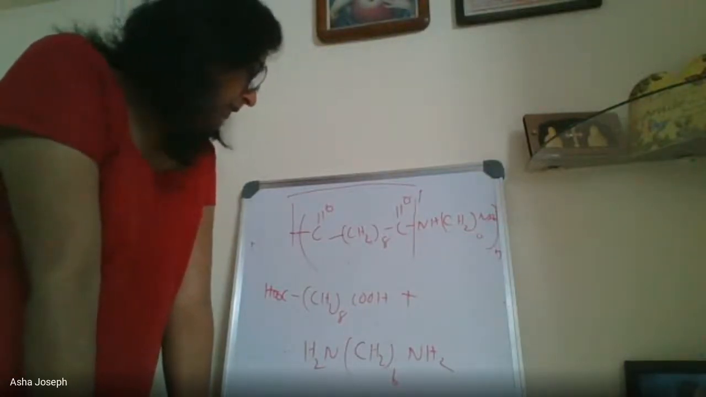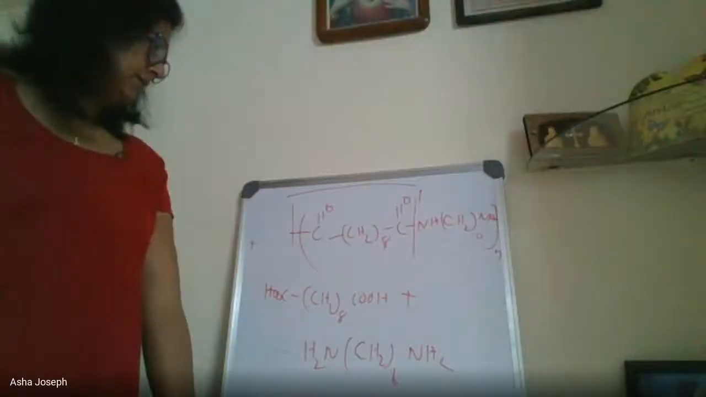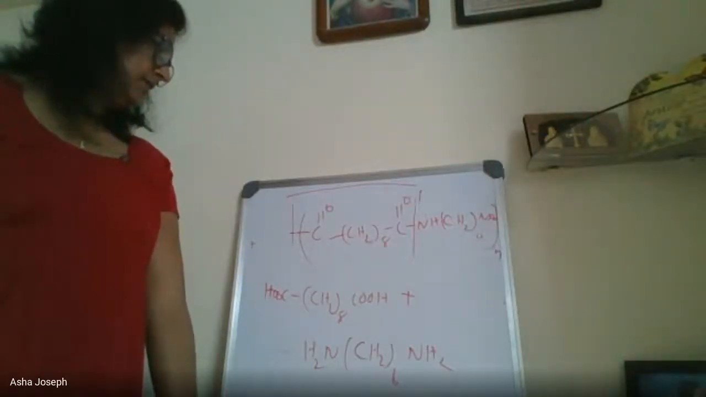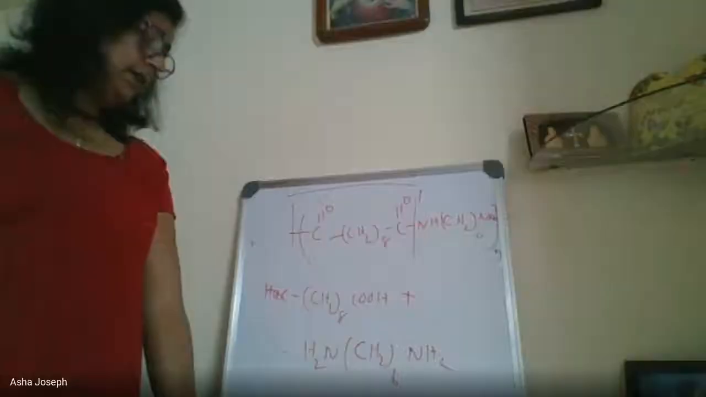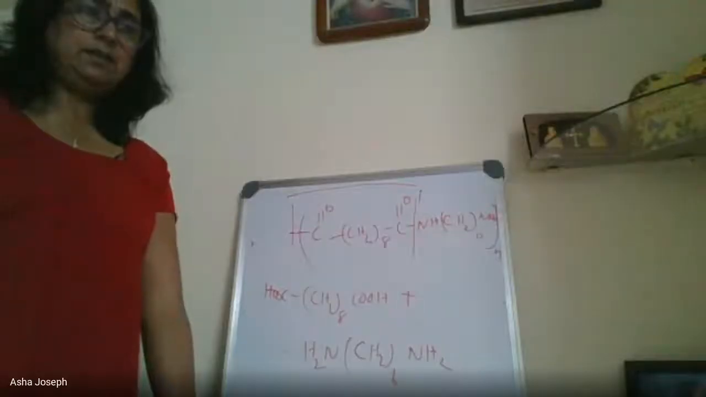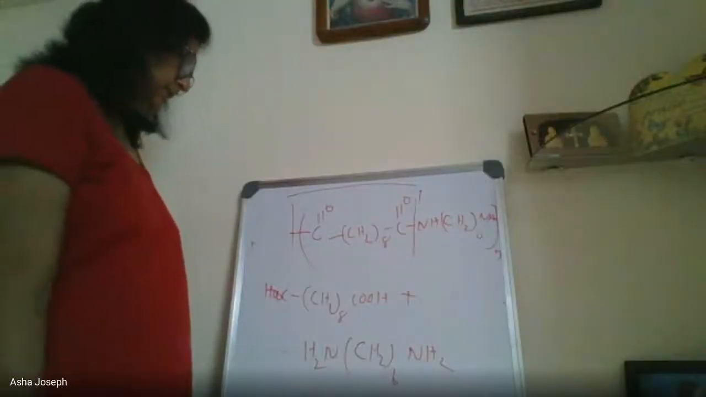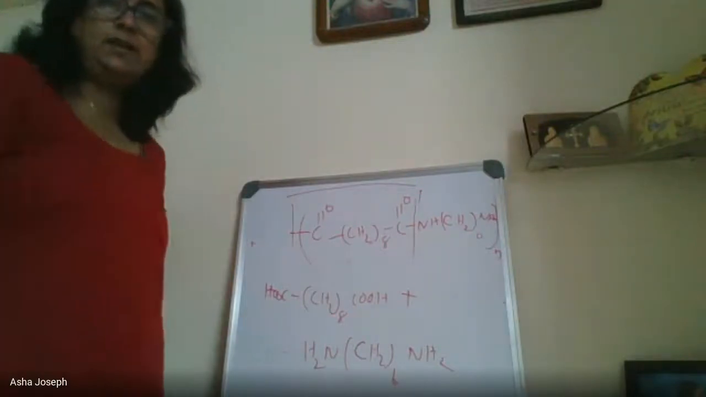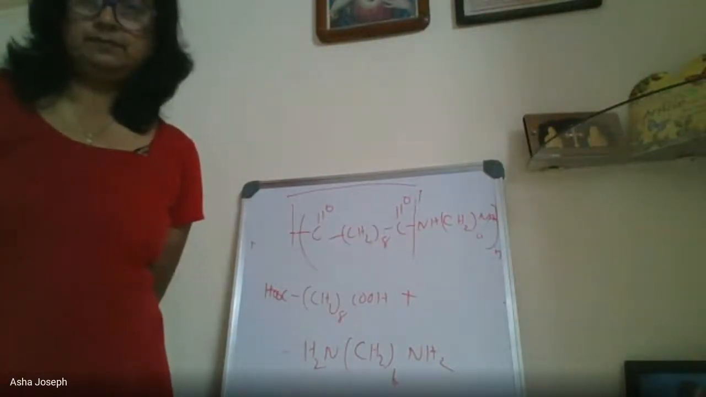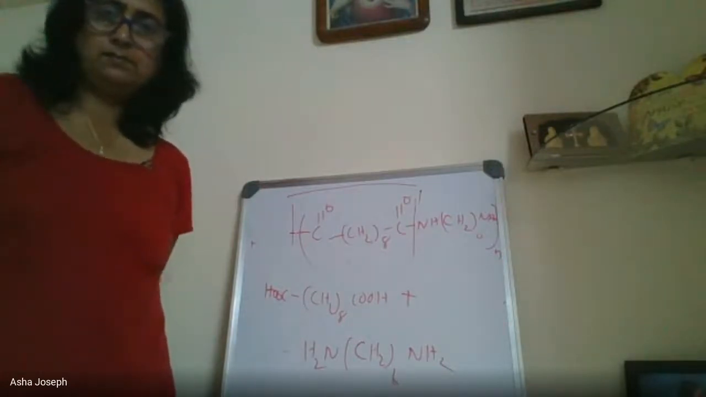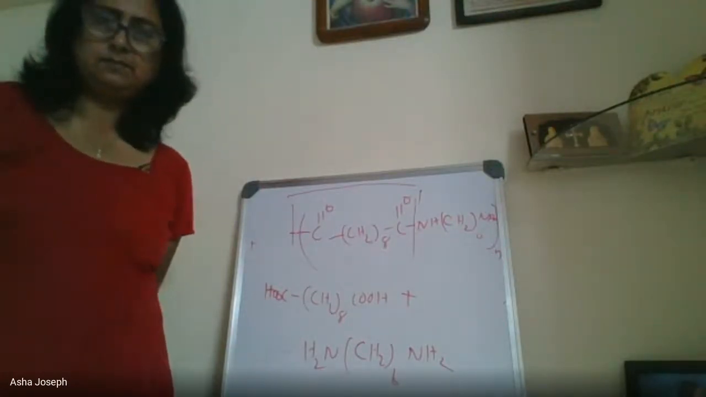Okay. So this is hexamethylene diamine. What about the position of the carboxyl group, ma'am? It is 1,10. So decane-1,10-dioic acid. Okay, ma'am. Any other doubt? No, ma'am. Okay.